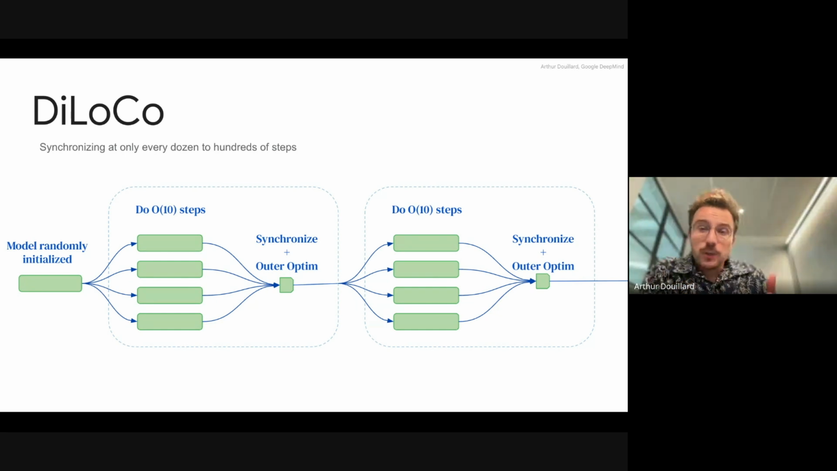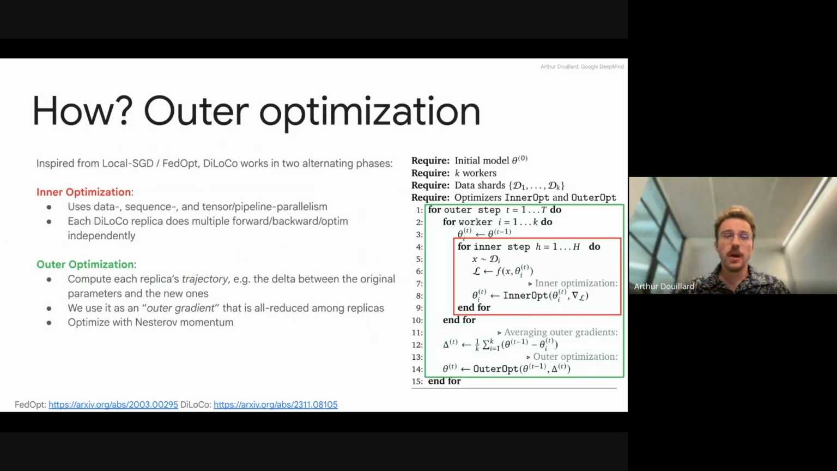Of course, you're going to say that if we are communicating much less, here we're only communicating every 100 steps and doing local computation, we are bound to get lower performance, because intuitively you want to communicate as much as possible to get the best performance. And that's true. In order to recover the performance lost because of the reduced communication, we need a step of outer optimization. It's inspired from the local SGD and FSDP literature.